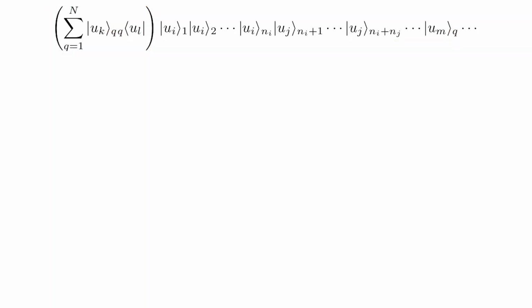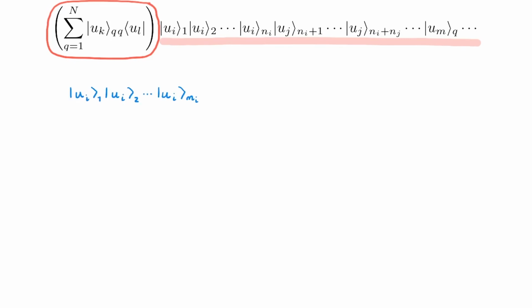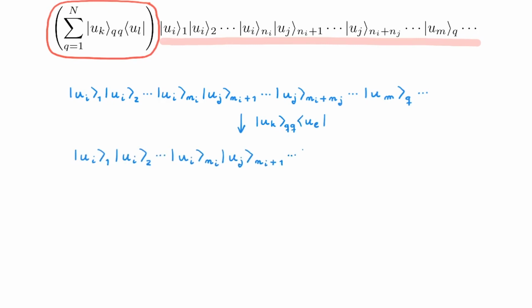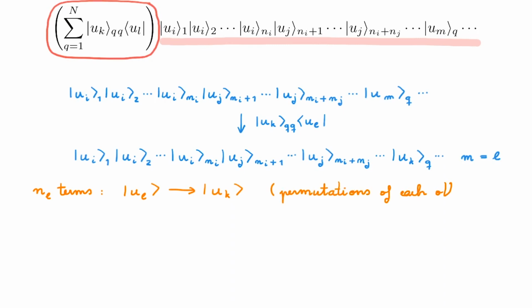So what does this mean for the action of this operator on this tensor product? We start with this tensor product term, then act with this outer product in the Q space, and turn it into this term. And this is true as long as m equals L. If m isn't equal to L, then we get 0. Overall, we get NL terms with m equal to L, and in each of these terms one of the UL entries is transformed into a UK entry, while all other U's are left the same. And all these NL terms that we get are simply permutations of each other.